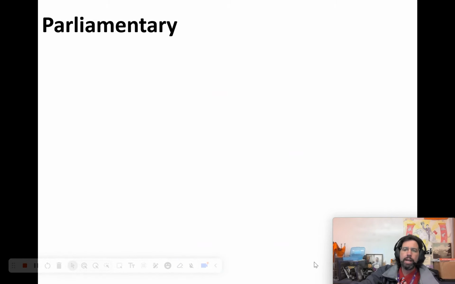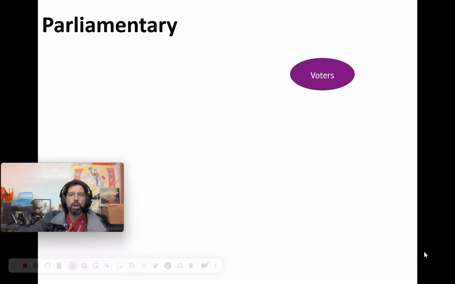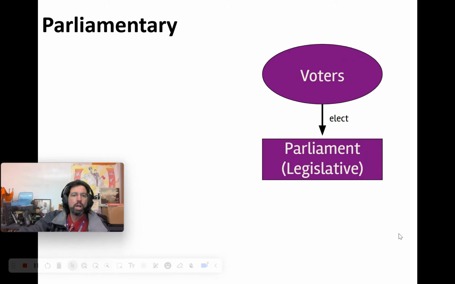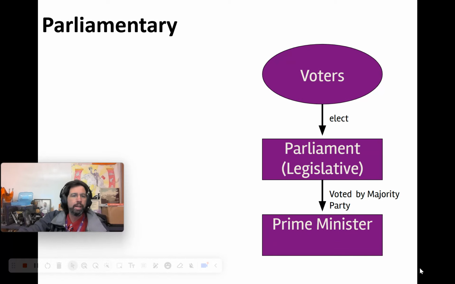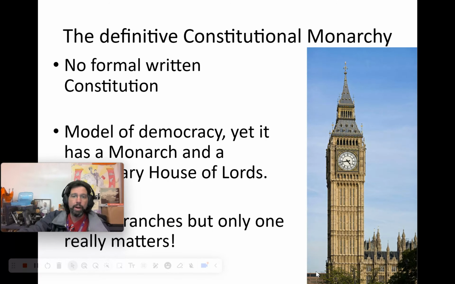But our look here at the United Kingdom is a different type of democratic government system, and that's a parliamentary system, where the voters vote for the members of the parliament, which is equal to a Congress, except it's called a parliament, but it's the lawmaking branch. Now, in a parliamentary system, the majority party, whoever wins, gets to choose. The parliament actually votes in the prime minister, which is the executive, and appoints the judicial branch, that's going to be your Supreme Court. So notice the power in this system is actually with parliament, less so the prime minister and the judicial branch.